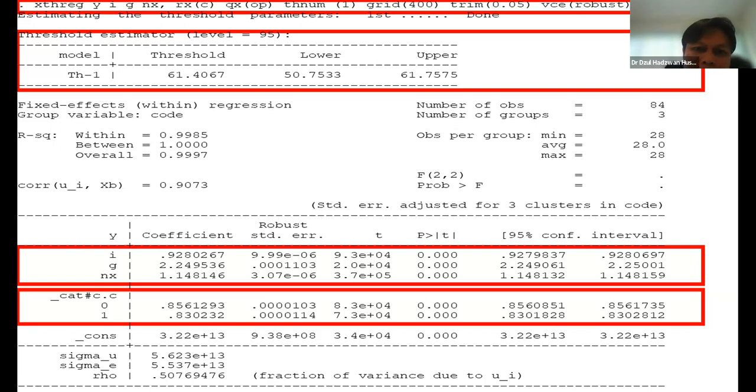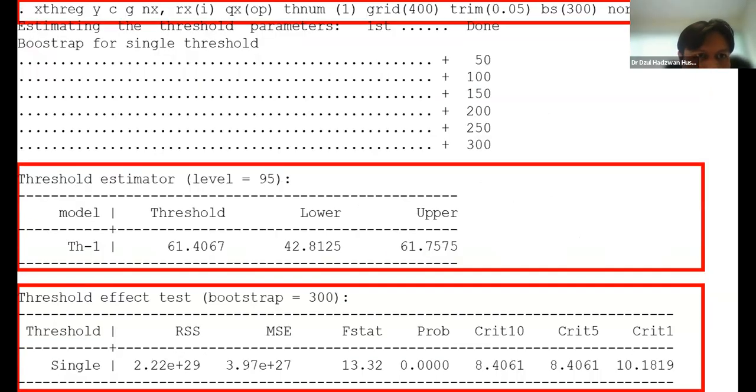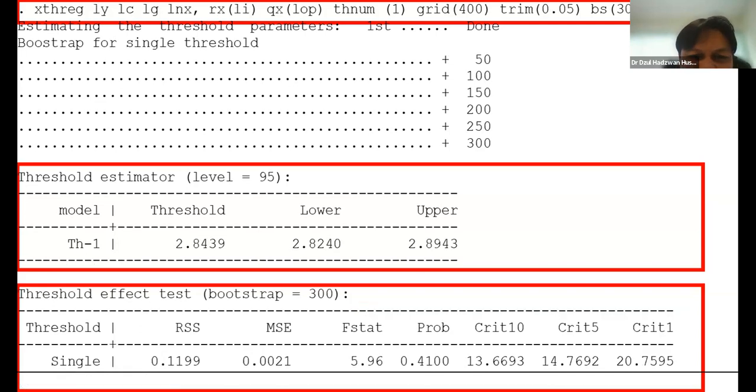Now we proceed to another model. Just now, we employed C as our regime dependent. Now we employ I, and C becomes our control variable. So first we need to check again. In this run, no natural log, we use absolute. You see, the single threshold is significant. But if you use the natural log data set, it is insignificant.